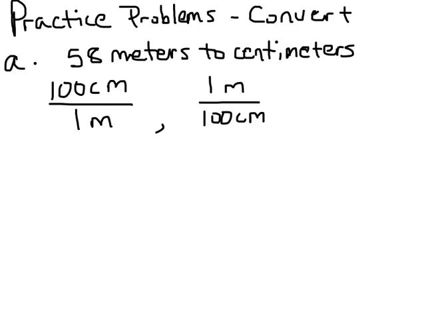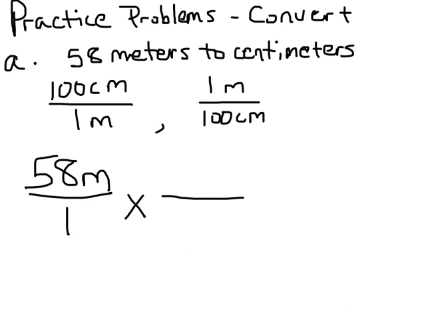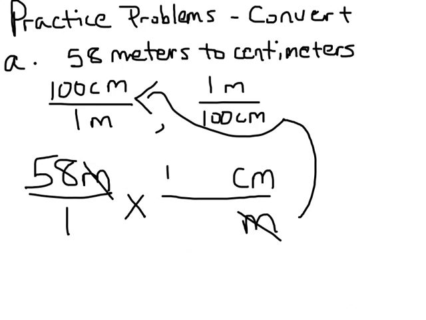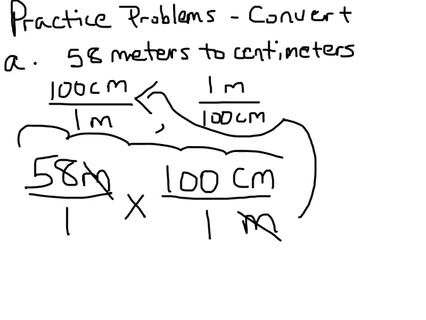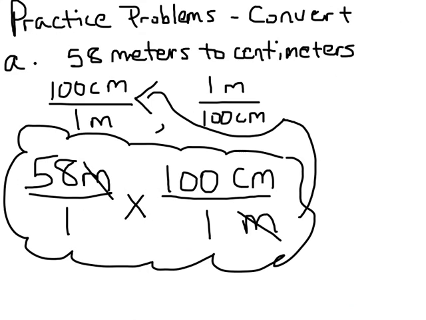All right, next frame. All right, our practice problems. We're going to convert in A 58 meters to centimeters. So we're going to write our problem, 58 meters, put that over 1 times, and we want to end up with centimeters. We need to get rid of the meters. Which one do we need? Not this one. No, we need to come over here to this one. We're going to put 100 over 1. And that is all we want to see. Okay? That will be the answer to this problem. Okay? Next one.